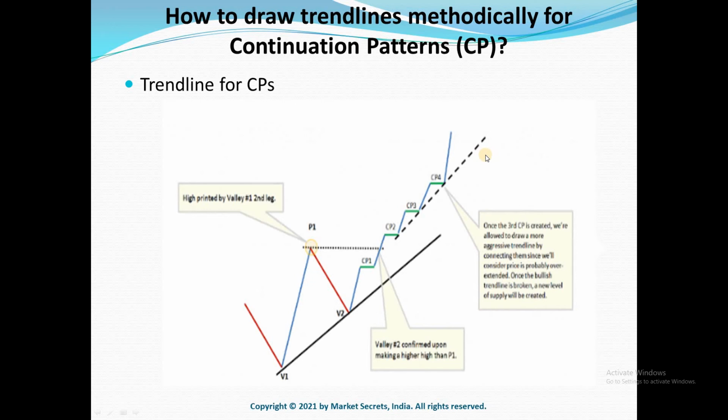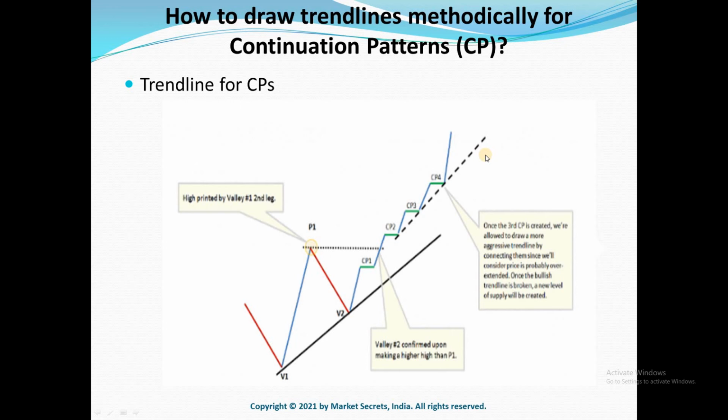Once the third CP is created, we are allowed to draw a more aggressive trend line by connecting them, since we consider price is probably overextended. Overextended means the price has shot up too fast in a very short span of time, and that is why we call the trend line drawn using CPs an aggressive trend line.